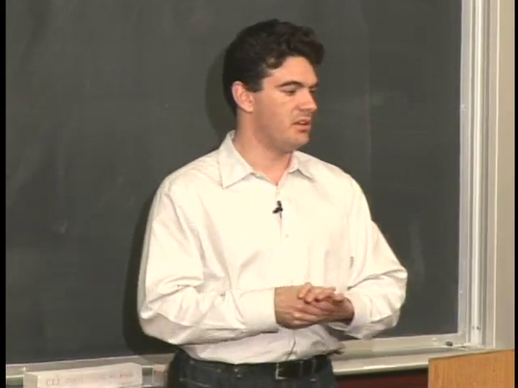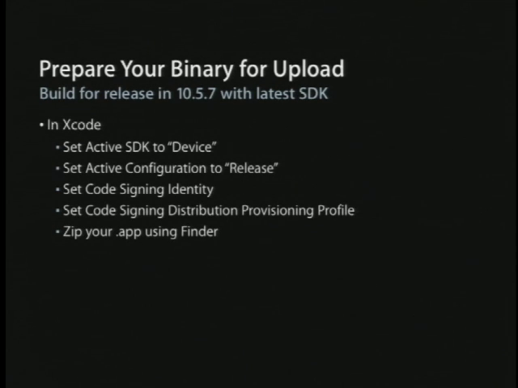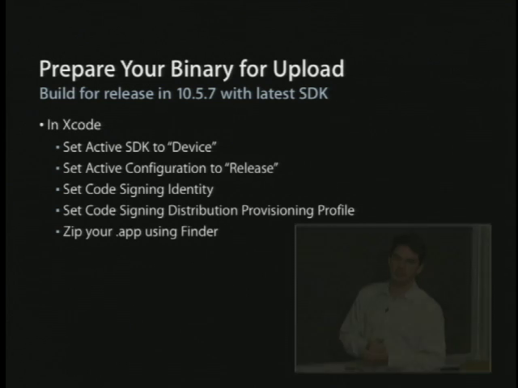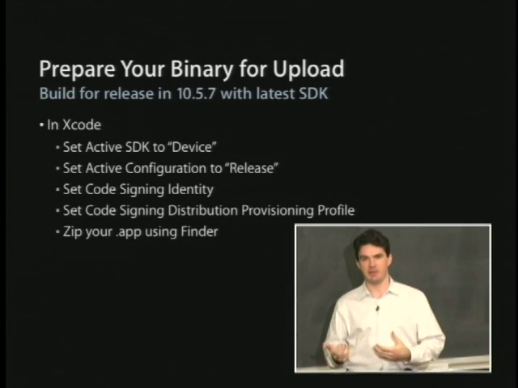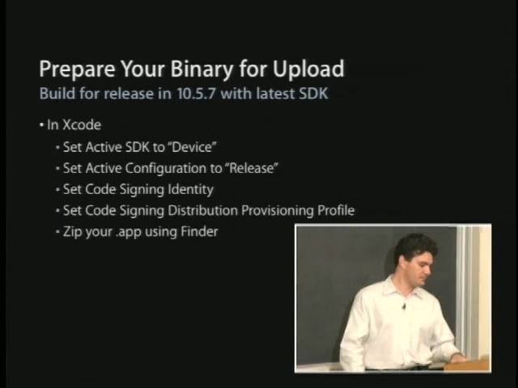Last up, you'll want to build your application for upload to us. It's gotten easier in the 3.2 SDK, but for now, you basically will set your active SDK to device. You're going to set your configuration to release. You're going to set your code signing identity to your distribution identity. You're going to set your signing distribution provisioning profile up. Once your app has been built, you're going to compress that to a zip, and it'll be that zip that you'll then be uploading in iTunes Connect or using Application Loader.